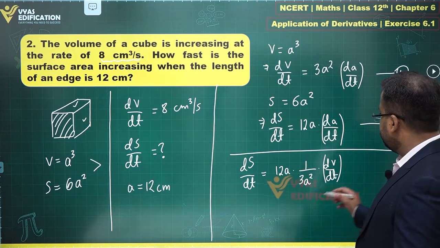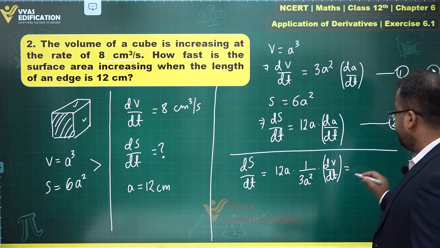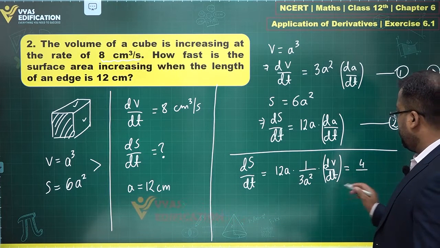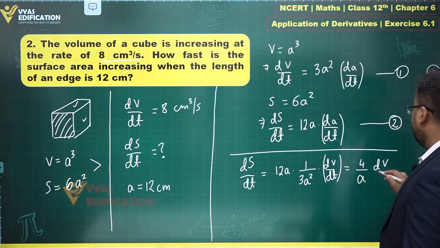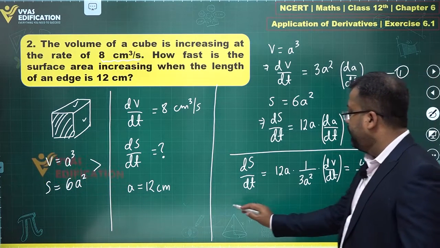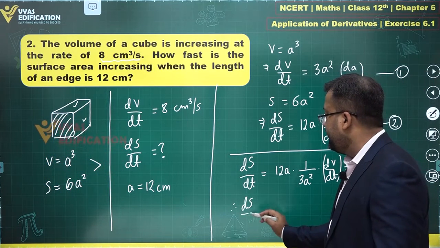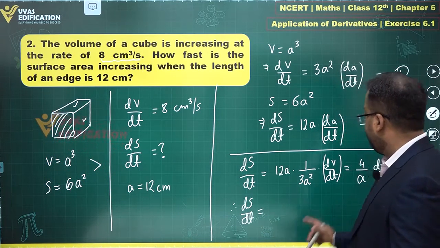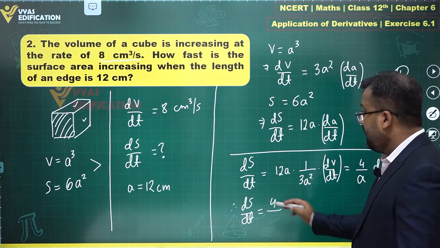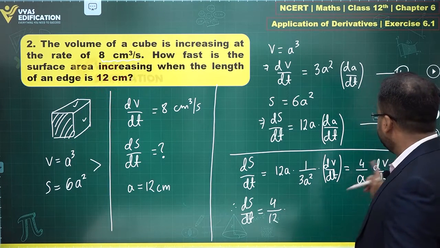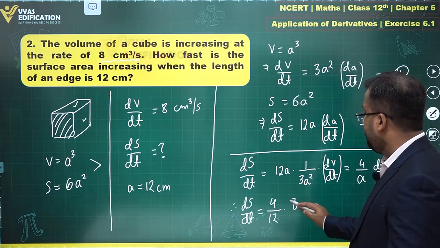Let's talk about this one. This expression will be equal to 12 by 3, which is 4, a upon a square times dV by dt. Therefore, dS by dt, let's substitute the values: 4 is okay, a is 12 and dV by dt is 8.